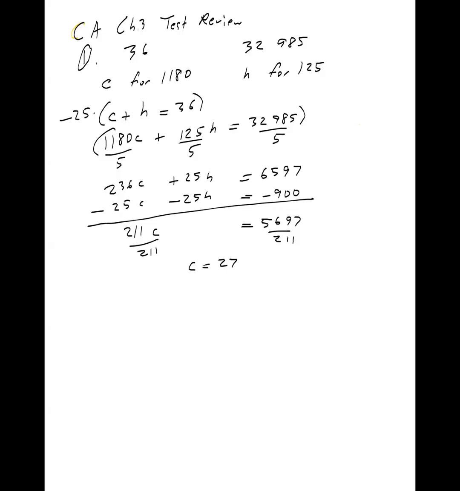How do you find the number of hard drives? Remember that C plus H is equal to 36. So if you put in 27 for the value of C, you will get 27 plus H equals 36. If you subtract 27 from both sides, you'll get H equals 9. So you should sell a total of 27 computers and a total of 9 hard drives.